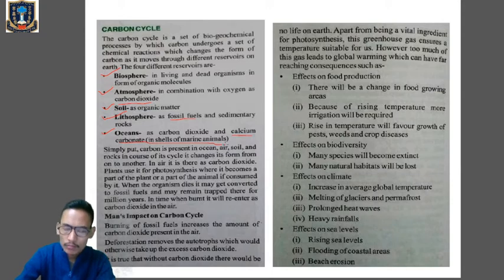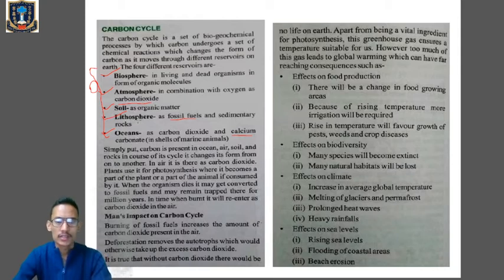You have heard of the phylum Mollusca, right? They have a mantle cavity, or the shell. Those shells are simply made up of calcium carbonate. So these are the different reservoirs, or stores, where carbon is present: biosphere, atmosphere, soil, lithosphere, and oceans. Clear?